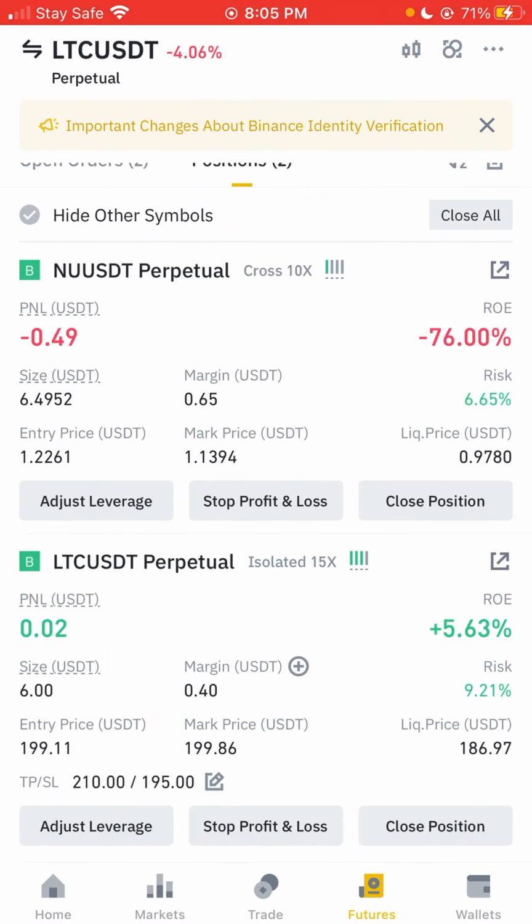If I want to close this position now, I can just click on close position down here and boom, I'll be out of the market.